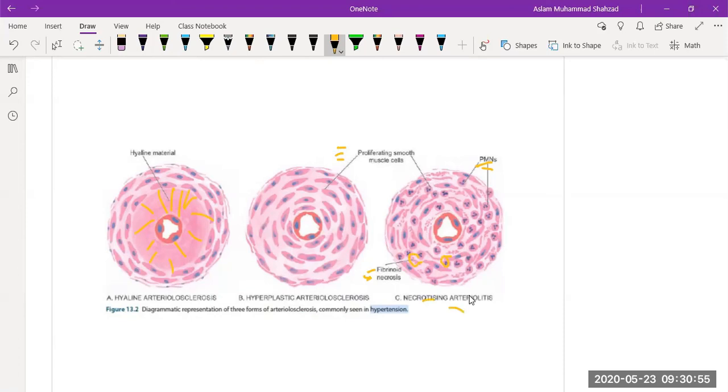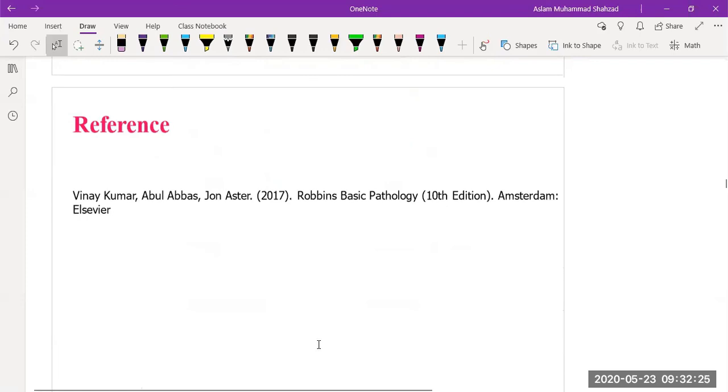which is the inflammation of the arterioles.